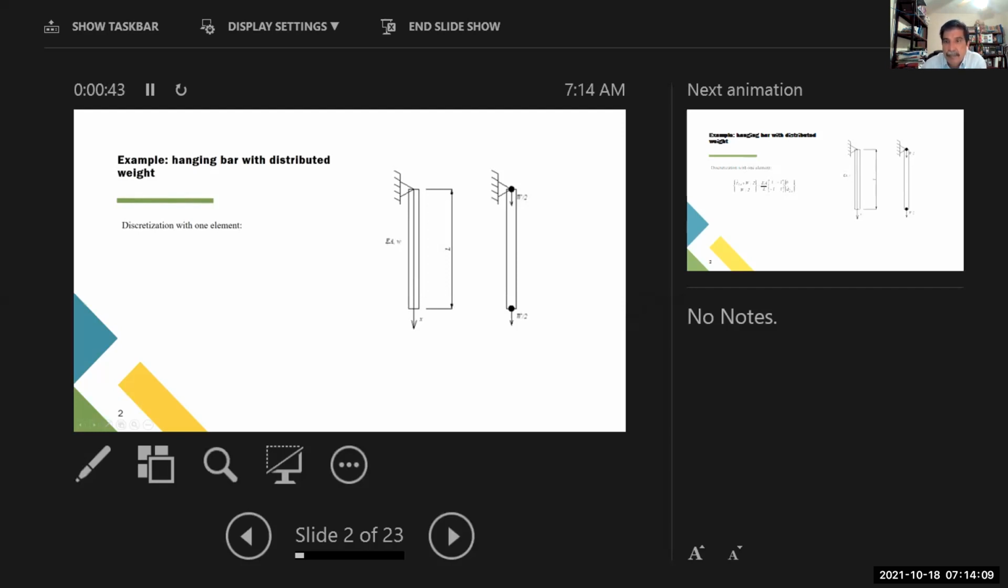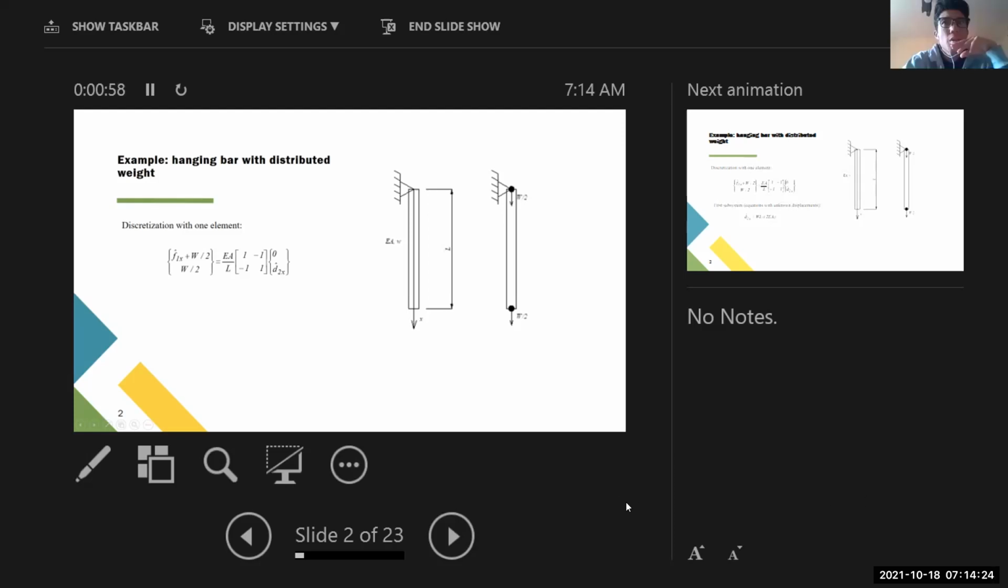So inside the element, there is no load. And we have to do it because our case is just discretization. So we're going to be worried about this and that.